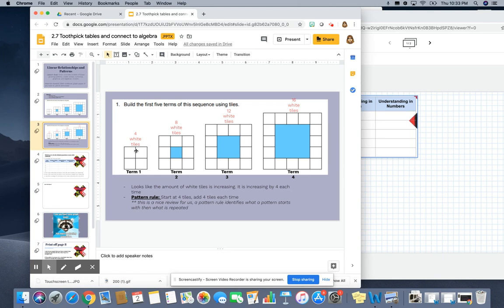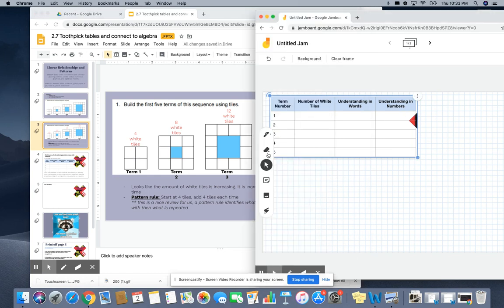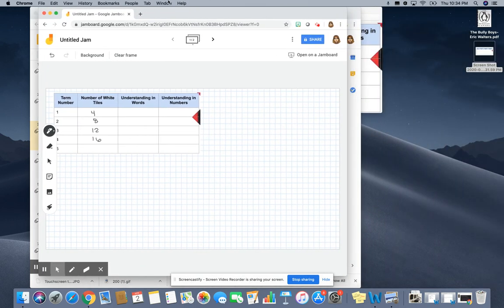So we know in term 1 we are starting with 4 white tiles, so we will write that in our chart. We know that in the second term there are 8 tiles. In the third term there are 12. And in the fourth term there are 16. I'm going to make this just a little bit bigger so we can see this.